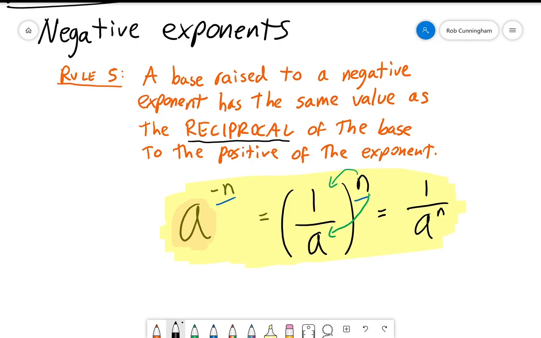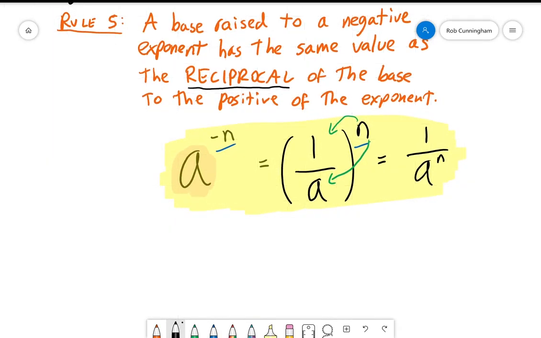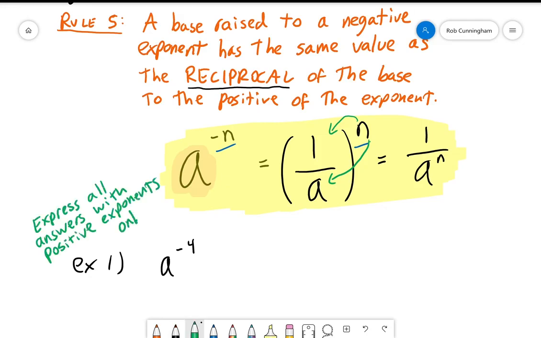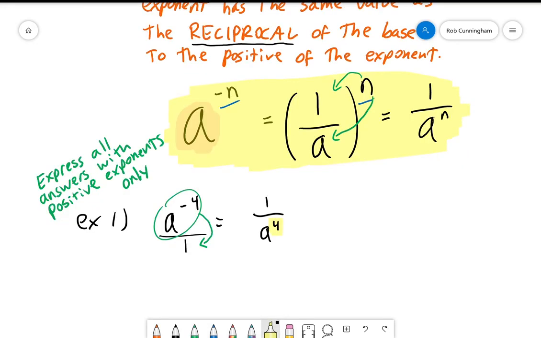And as always, let's do some examples. If I have a to the negative 4th, and I want to express that with only positive exponents. In fact, we're only going to express our answers with positive exponents. So a to the negative 4th, well, that's 1 over a to the 4th. Essentially, remember a to the negative 4th is over 1. I can move from the top to the bottom so long as I change the sign of the exponent.